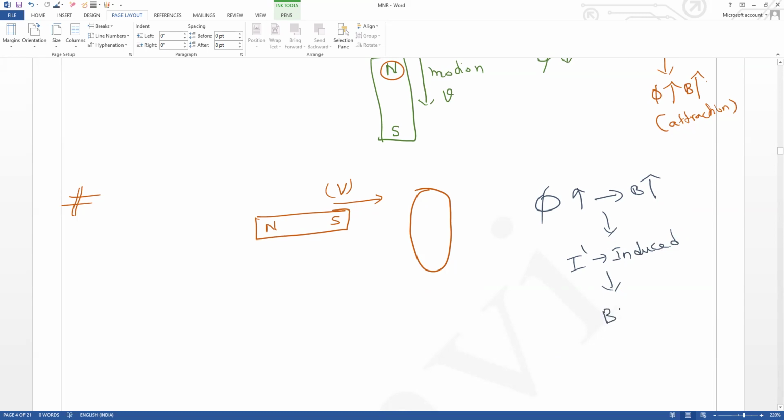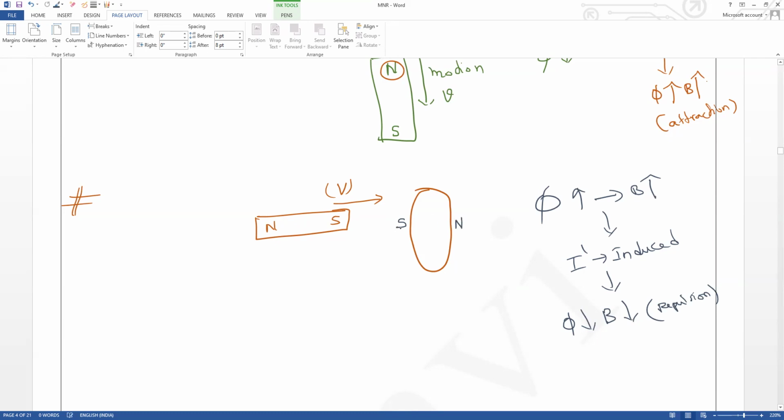Flux is going to decrease. Flux decreases means B also decreases. Means it is supporting or what? Attraction or repulsion? Repulsion. Is it right or wrong? So repulsion means what? Same pole should come or opposite pole should come?